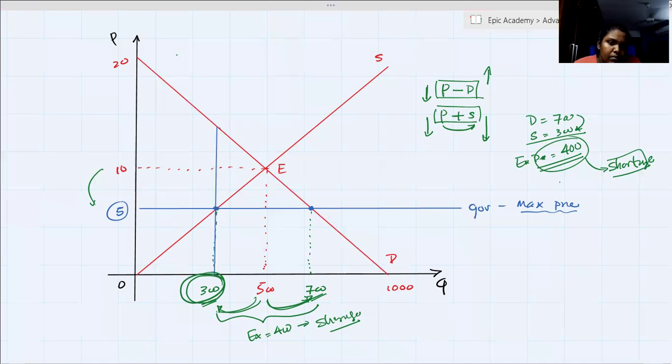Anyhow, we get only 300 commodities to consume. So if you create a line from the 300 commodities, it will cross the demand curve at that point. So what will happen to the price? It increases. Yes, this is the point where the price becomes the black market price.